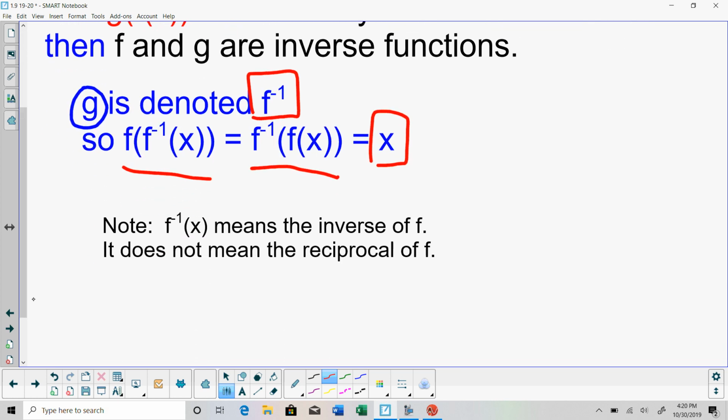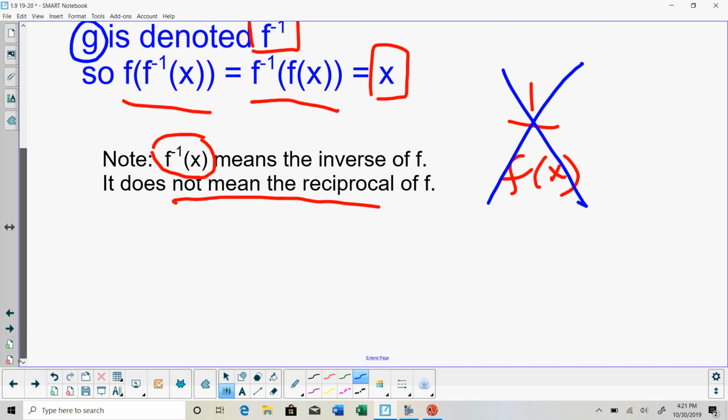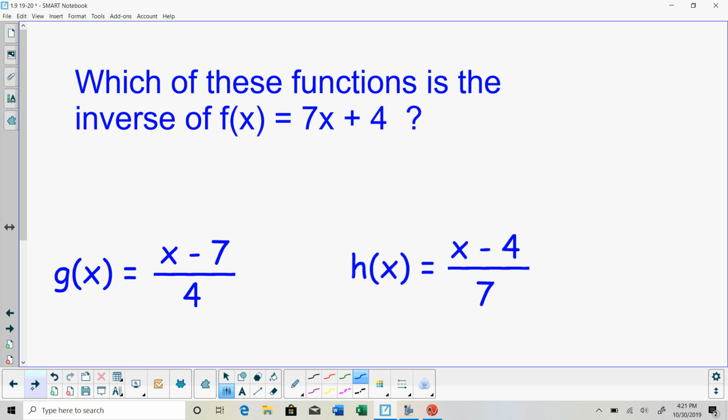Note, the f with the little -1 of x means the inverse of f. It does not mean the reciprocal. So we're not talking about 1 over f of x. That is not what we're talking about. We're talking about inverse functions, not reciprocal functions.